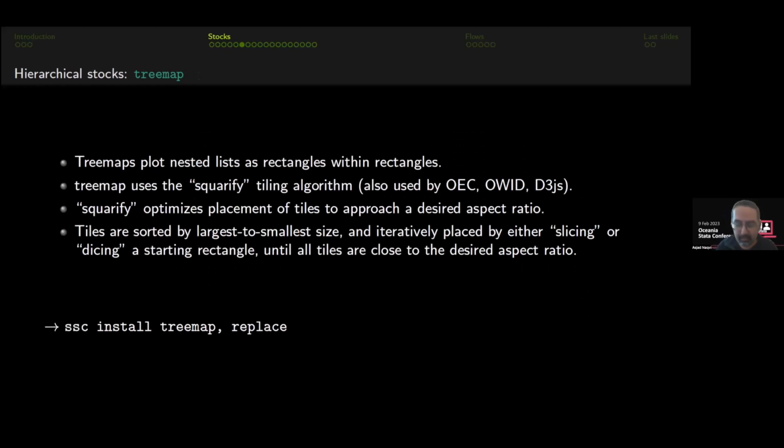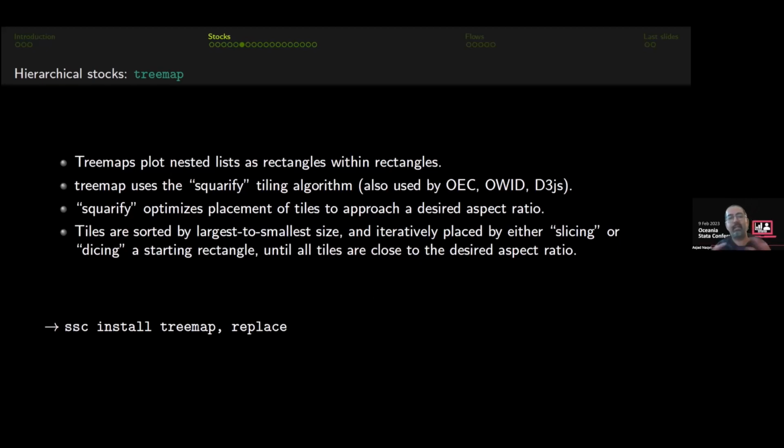Then another community favorite has been tree maps. Tree maps are essentially like circle packing, but what we have are rectangles nested within rectangles. At the back of it, it uses what's called a squarified tiling algorithm, which you might have seen online. For example, the Observatory of Economic Complexity uses it, Our World in Data uses it, and D3JS has a whole package on this. The whole engine at the back end uses the Squarify optimization algorithm, which is one of the fastest algorithms out there.